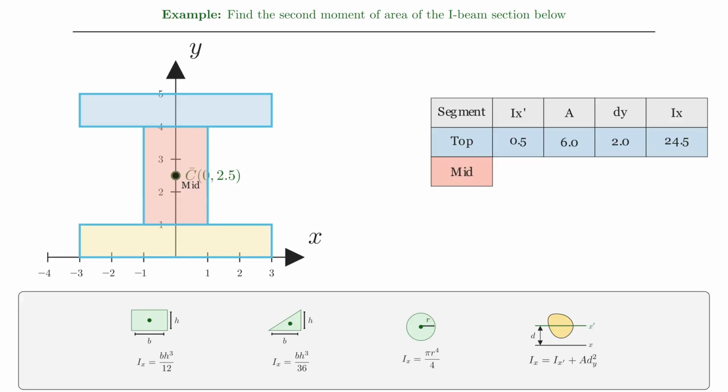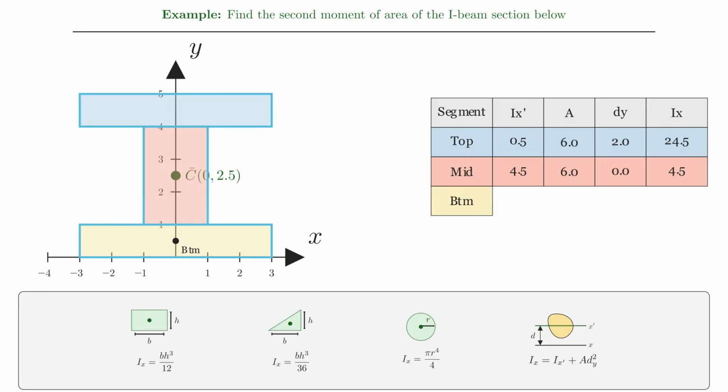Moving to the middle rectangle, we calculate the local inertia. The base is 2 times the height, which is 3 cubed over 12, giving us 4.5 meters fourth. Its area is 2 by 3, which is 6 meters squared, and for dy, this rectangle shares its centroid with the overall shape, so dy is 0. Therefore, Ix is equal to Ix prime, which is 4.5 meters fourth.